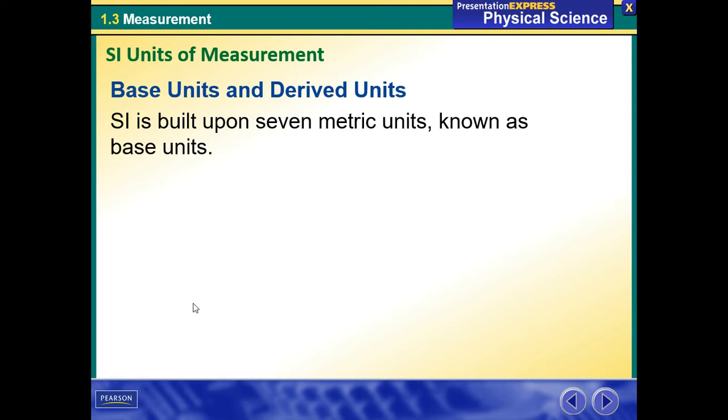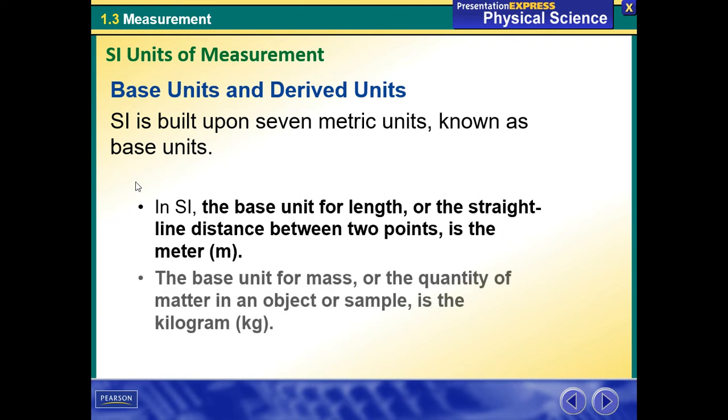Now this SI system is built upon 7 metric units, and we call these base units, because they build the foundation of what everything else comes from. A couple examples of base units are length and mass. Length is defined as the straight line distance between 2 points, and usually it is given the unit meter, abbreviated with a lowercase m. Mass is defined as the quantity of matter in an object or sample, and the unit that it gets is kilogram, which is abbreviated kg.